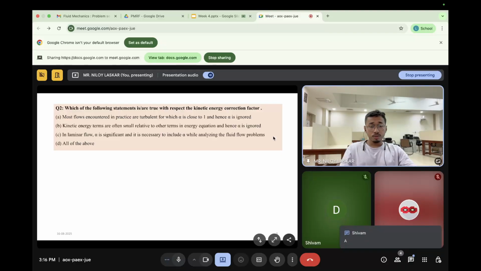So Shivam has answered option A. That is, most flows encountered in practice are turbulent, for which alpha is close to 1 and hence alpha is ignored.